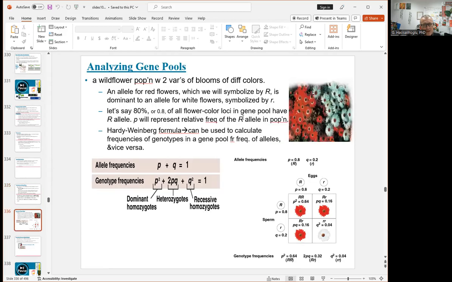There is also something about gene pools. We are going to talk in the next chapter about this topic: gene flow, gene pools, larger populations, and some other mechanisms. In this case, you see a wildflower population with two variations of blooms of different colors. This can be calculated using the Hardy-Weinberg formula to calculate the frequencies of genotypes in a gene pool from the frequency of alleles, or vice versa. You can see here the allele frequency and genotype frequency formulas.